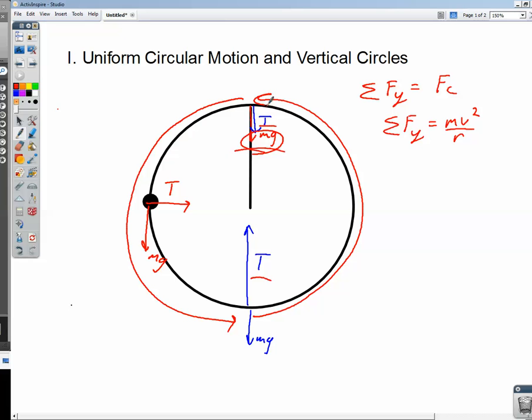All right? But for this situation over here, on the left-hand side, we would be looking at the sum of the forces in the x direction being equal to mv squared over r. Because that tension is acting in the x direction, pointing in towards the center of the circle, the weight has nothing to do with it at this point. All right? So let's work an example problem where we deal with these vertical circles.